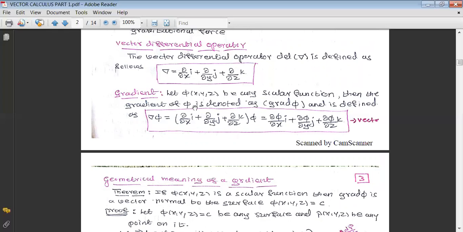When this pi is operated on each of the terms of this operator del, we can write it as ∂pi/∂x into i plus ∂pi/∂y into j plus ∂pi/∂z into k. And we can observe the vectors here. That's why this grad pi is going to be a vector quantity. And ∂pi/∂x represents the partial derivative of pi with respect to x, ∂pi/∂y represents the partial derivative of pi with respect to y, and ∂pi/∂z represents the partial derivative of pi with respect to z.